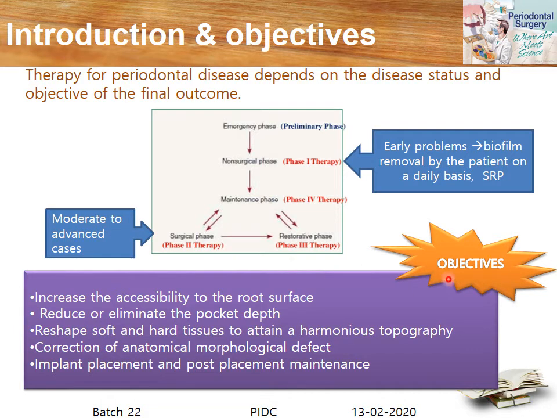So what are the objectives of surgical therapy? It is mainly to increase the accessibility to the root surface so that we are able to reach down till the root of the tooth and remove the calculus or the biofilm which is stuck there, reduce or eliminate the pocket depth, reshape soft and hard tissues to attain a harmonious topography, and correct anatomical and morphological defects, which would include your craters or exostosis. Any of those we can correct with the help of surgical therapy. Implant placement and post placement maintenance is one of the objectives of surgical therapy.